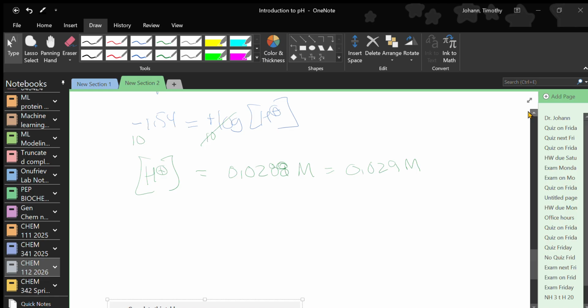Other questions? Okay, so I want to give it, so we've got an equation here, right? We've got 2 equations. We've got this, we have 3 equations actually so far. So we've got pH is equal to negative log of H plus, right?